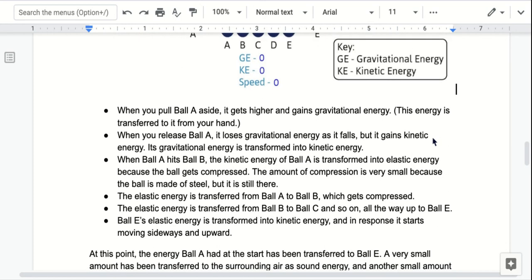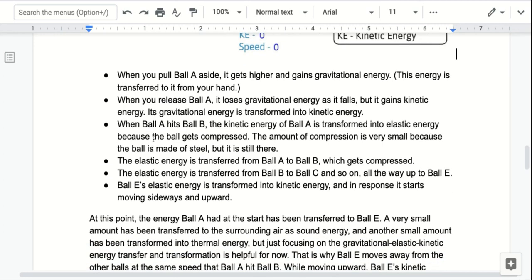These bullets are going to break down exactly what I just explained, but it's going to do it in the words of like an iQuest or a textbook. So when you pull ball A, it gets higher and gains gravitational energy. This energy is transferred to it from your hand. When you release ball A, it loses gravitational energy as it falls, but it gains kinetic energy. Its gravitational energy is transformed into kinetic energy.